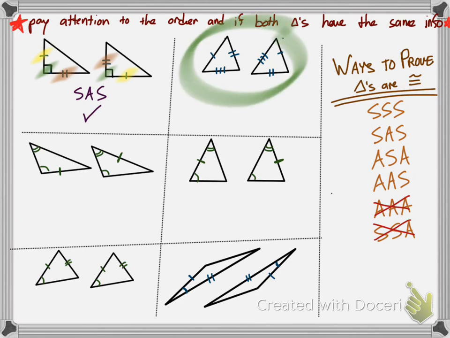Our next example, we have our first pair of sides. They both have 1 tick mark. We have a second pair of sides. And we have a third pair of sides. So we have all sides here. So this is side, side, side, which we are able to use from our list.